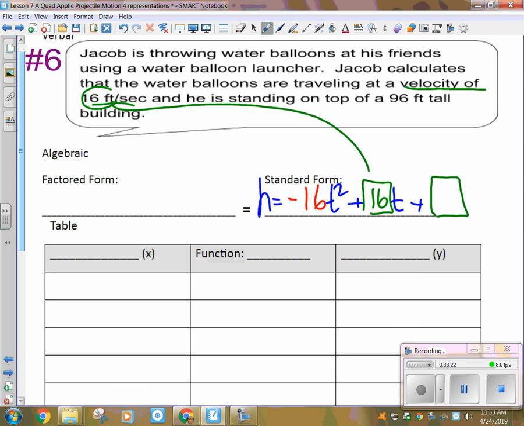Everybody good? Everybody see what I'm saying? How high was this when we were launching the balloons? 96 feet. So this is my start height. They are not going to always hand you the equation, but they are going to hand you enough information that you can figure out the equation. Now, do you know where to go? Okay.